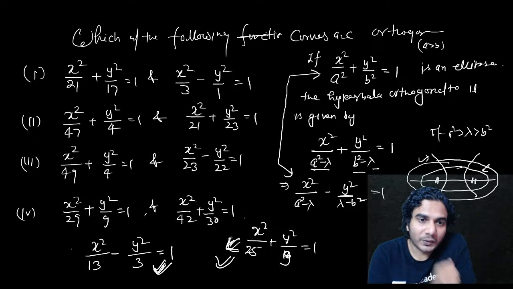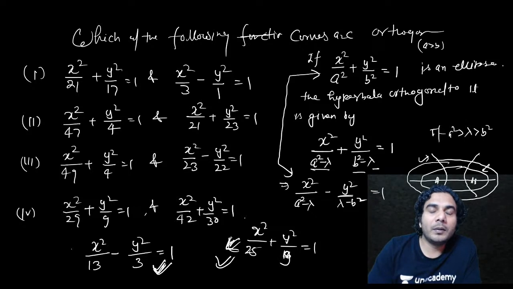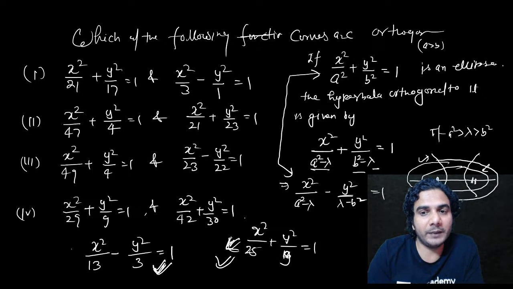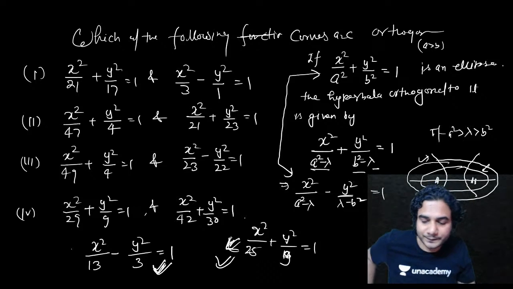So now you can guess, okay? Now you need to see in which of the options you have subtracted the same constant from both the values of a square and b square. So if you know this concept, you can answer this easily, all right? Check it.